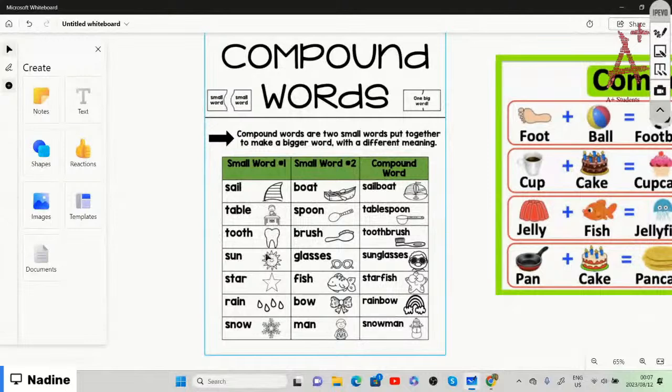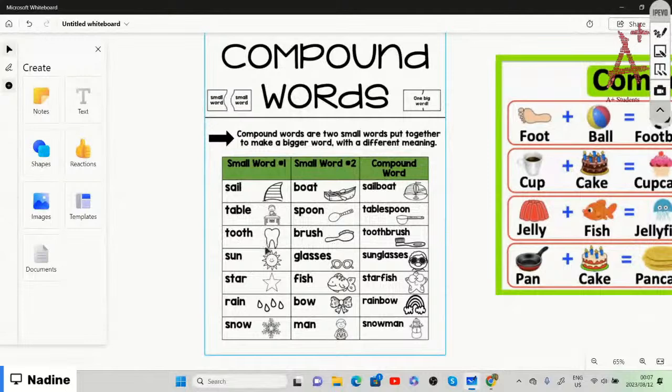Then we have tooth plus brush, and then we get our compound word. The small word is tooth, which refers to one tooth in our mouth that is there to help us chew food. Then we have a brush, the brush you use to brush your hair, like a hairbrush.